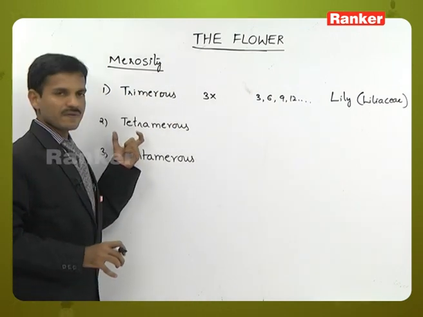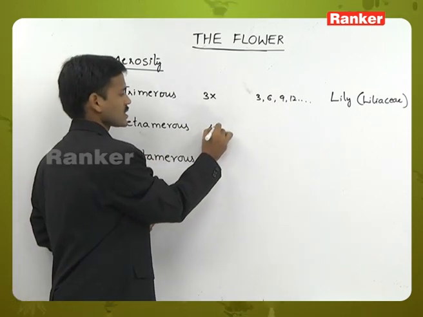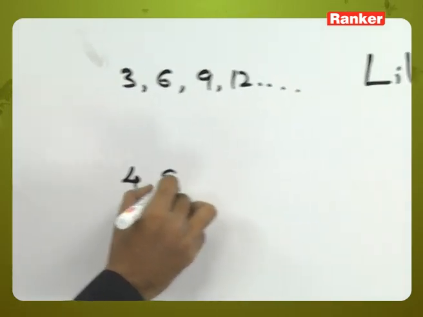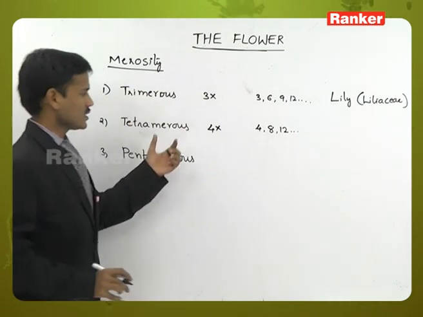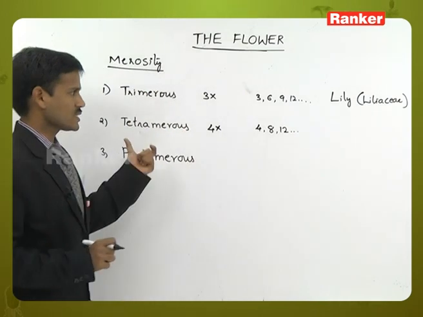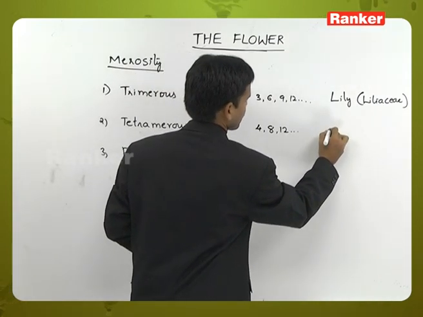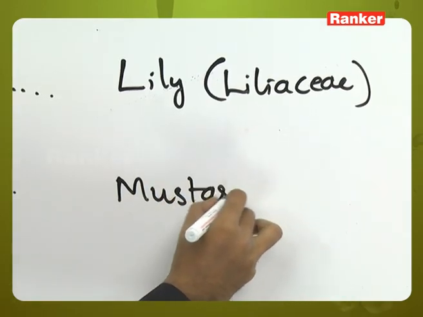Here tetramerous flowers. In each whorl, 4 floral parts are present, multiples of 4: 4, 8, 12. So the floral parts are multiples of 4 in each whorl. So that is a tetramerous flower. A tetramerous flower is observed in mustard, Brassicaceae family.